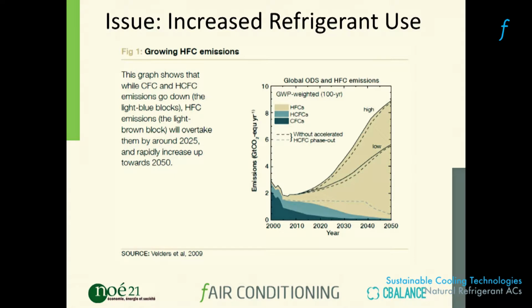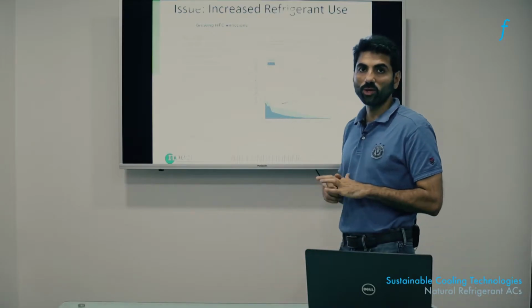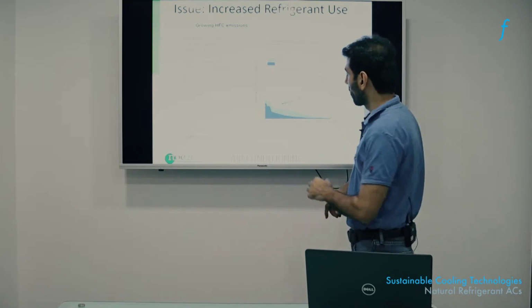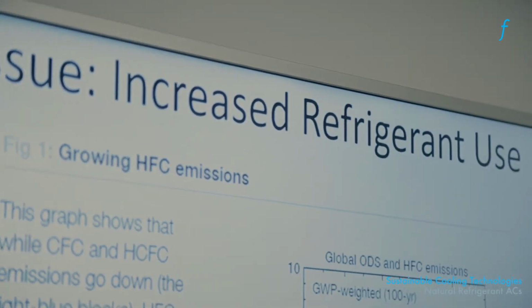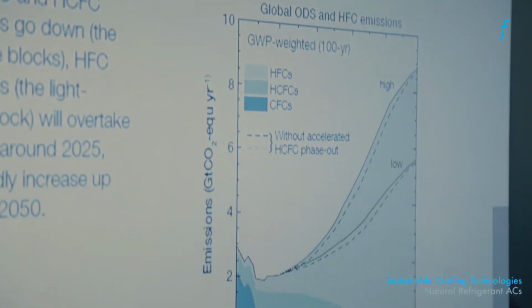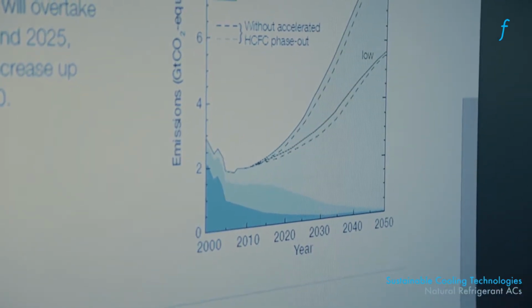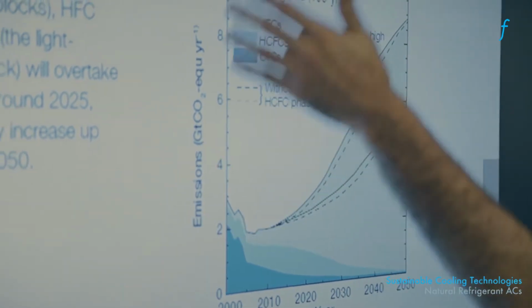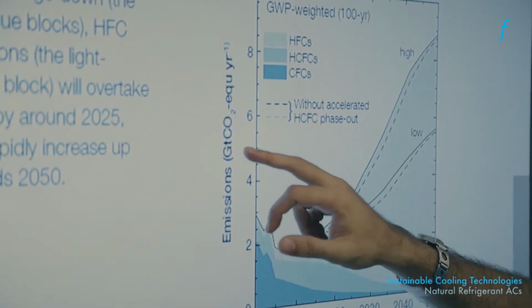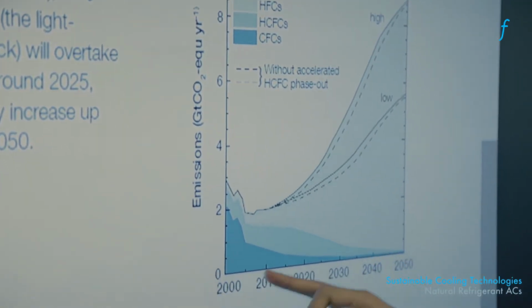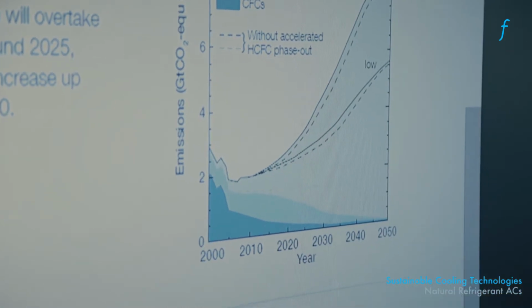this is a chart from a research paper by Velders in 2009, and it has subsequently been accepted by the United Nations as an authoritative analysis of the refrigerant issue in the world. It shows that since the year 2000 up to the year 2050, what is the expected transition of refrigerants going to look like? On the y-axis, you will see the emissions in terms of the gigatons of carbon dioxide equivalent per year, and here you can see the years counting up from 2000 to 2050.